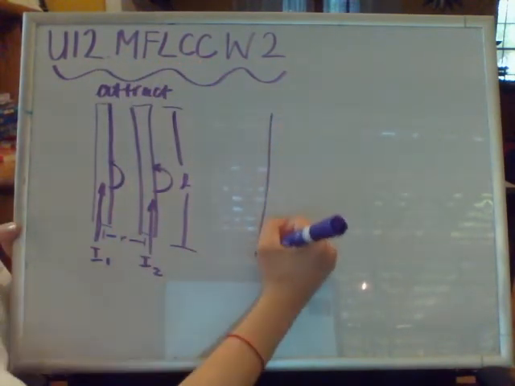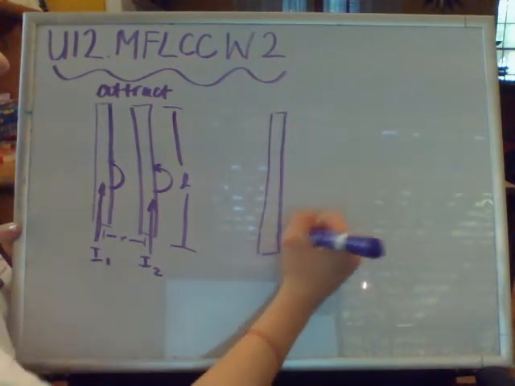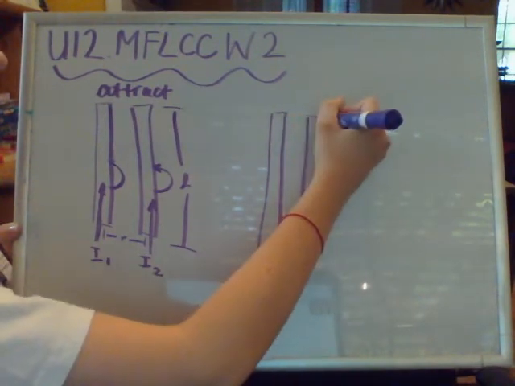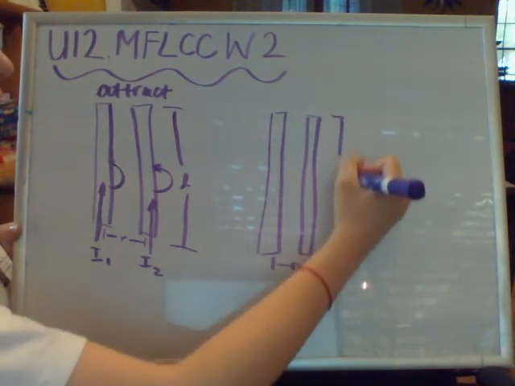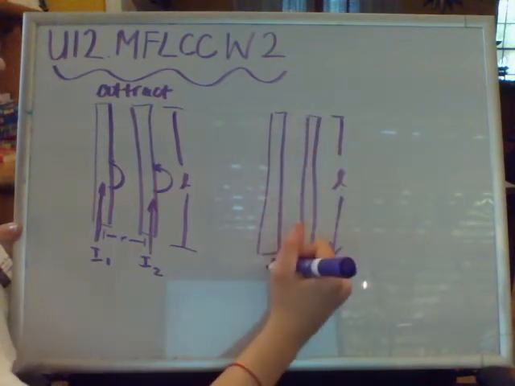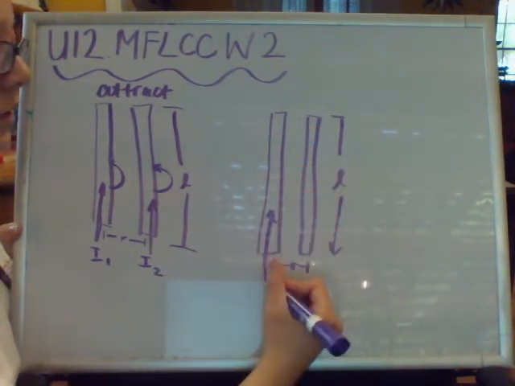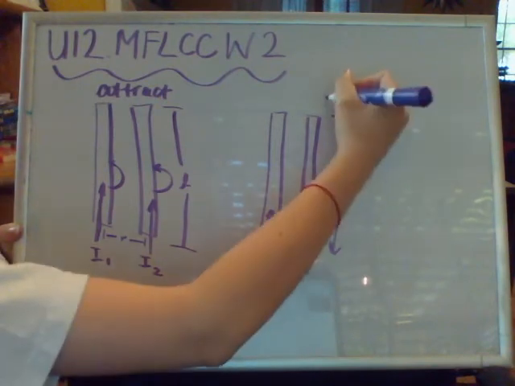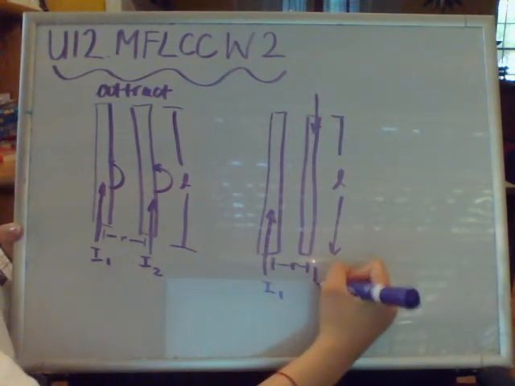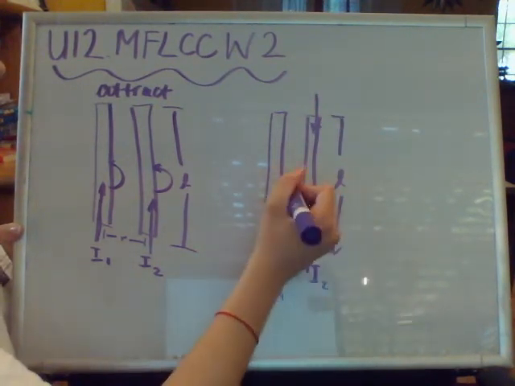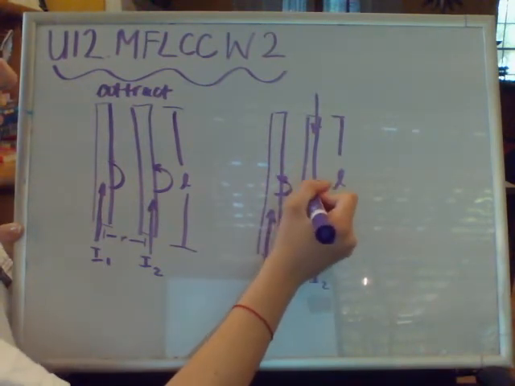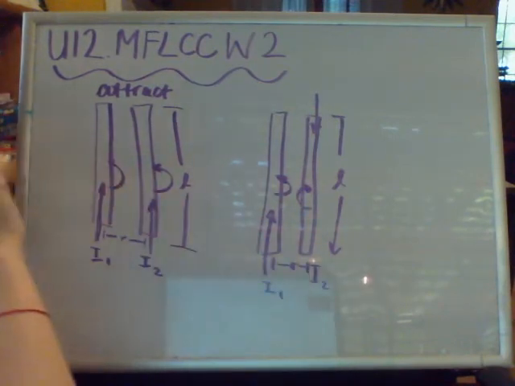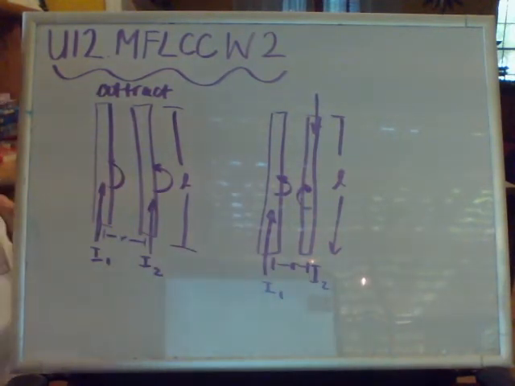But if they repel, they would still have the same radius and the same length, but one would have its current going up, I1, and one would have it going down, I2. So this will mean that this magnetic field goes this way, and this magnetic field goes this way, so they both repel each other.